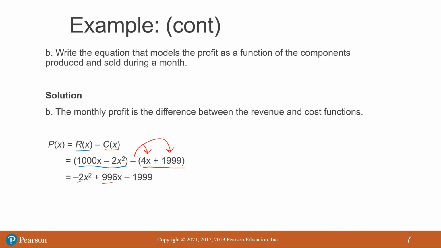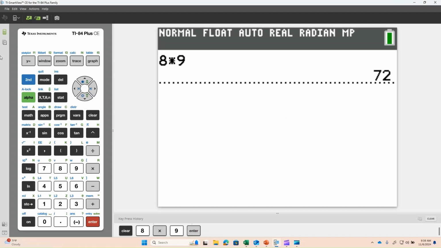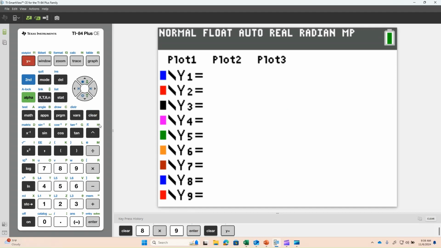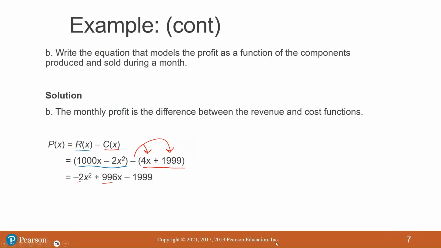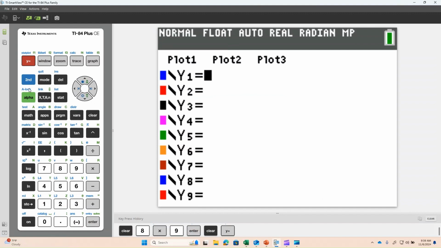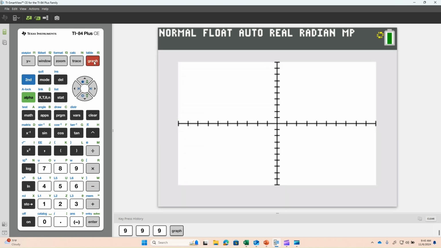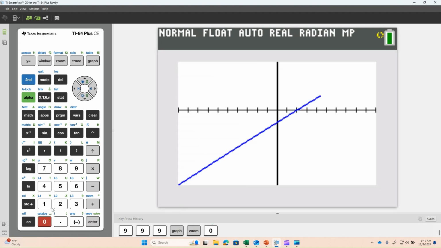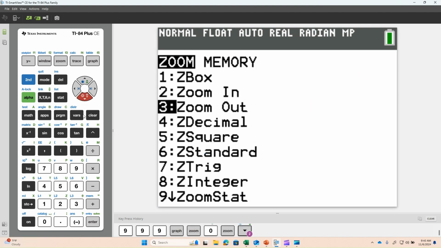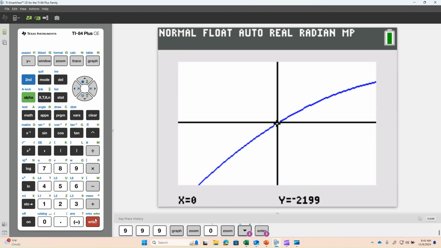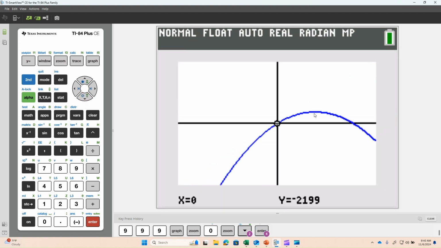Now, if you're doing it on your calculator, you're going to want to use this particular function. So you're going to go to y equals, and you're going to type in negative 2x squared plus 996x minus 1,999. If you graph it, it doesn't show up very well on a regular zoom. If I go to zoom fit, it still doesn't show up that well. I need to zoom out from here until I can see the maximum point. Okay, the maximum point is going to be in here.